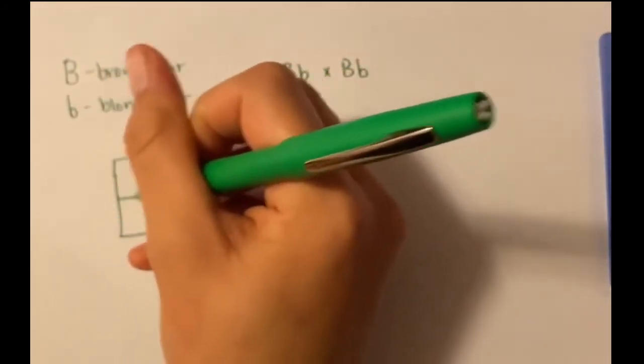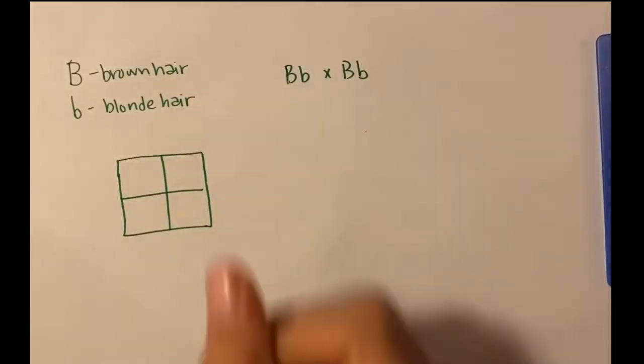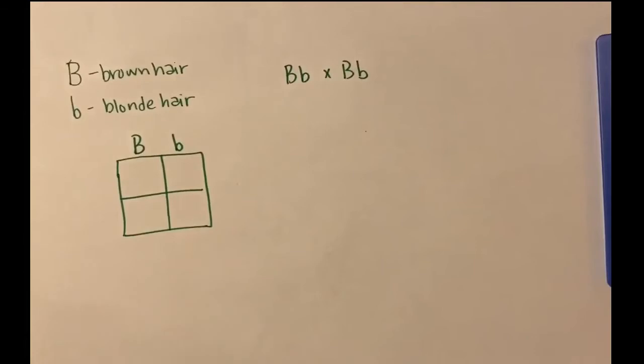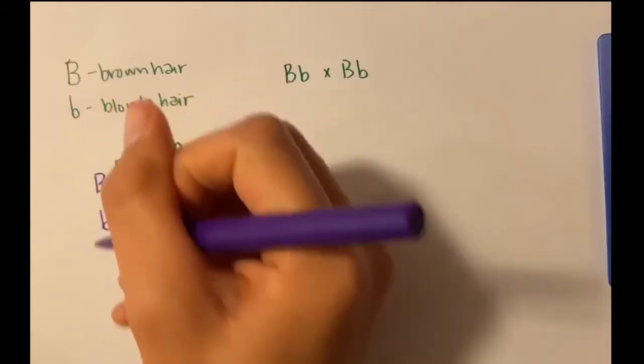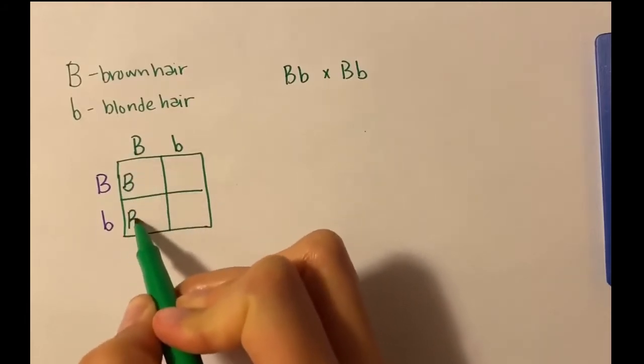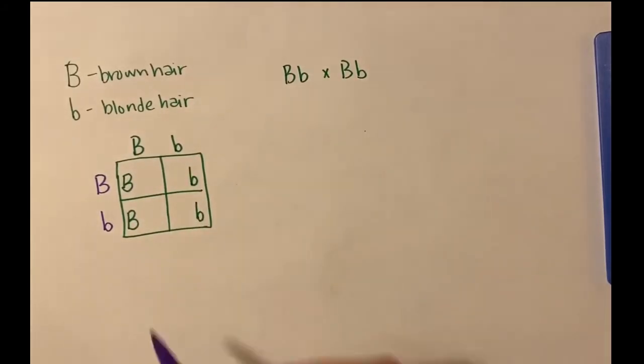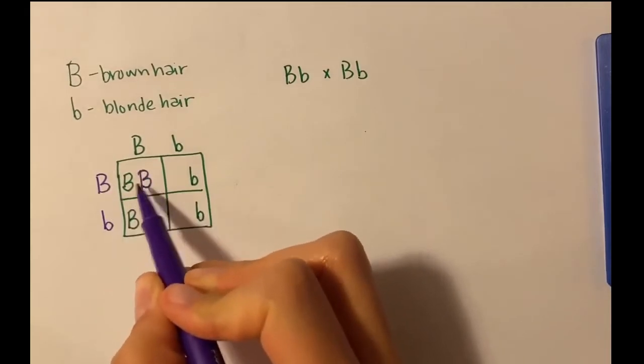So draw a square and divide it into 4 equal squares. Write one parent's genotype on the top and one parent's genotype on the left. Bring one of each allele at the top down into the empty boxes below it. Bring one of each allele on the left into the empty boxes to the right.